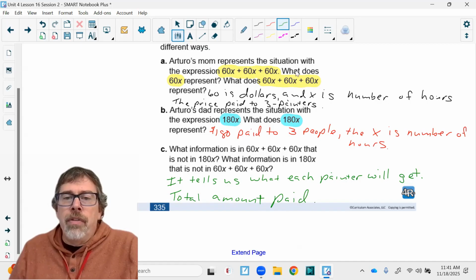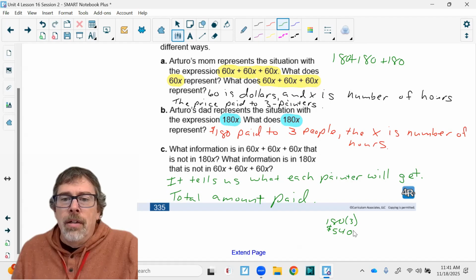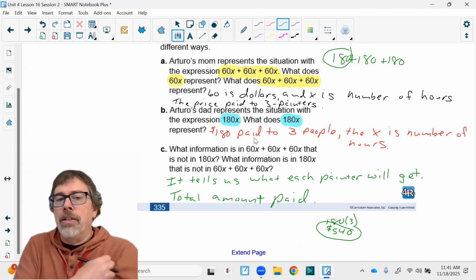So if, for example, these 3 guys paint for 3 hours, mom's going to say, well, 3 times 60 is 180 plus 180 plus 180. So each guy gets $180, but it doesn't tell the total. But if you use dad's 180x and it's 180 times 3, then we're going to get $540. So the way dad does it, he's finding out what the total cost is. The way mom does it, she's finding out what she's going to pay each individual painter.